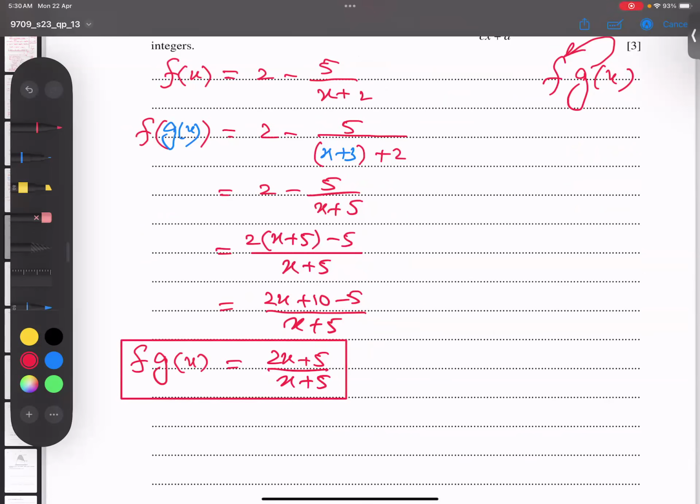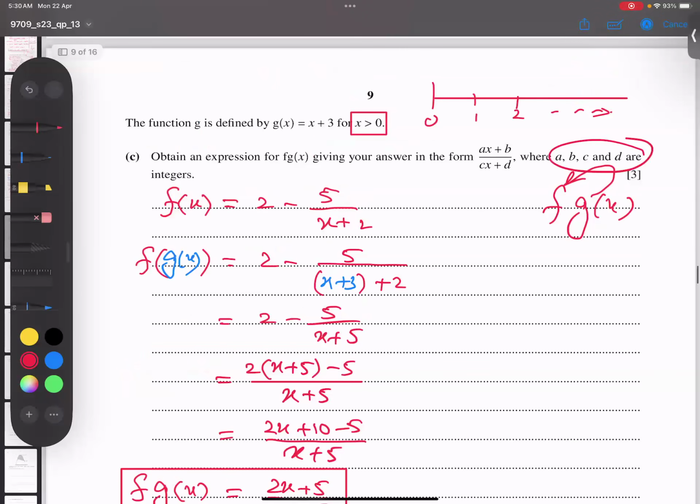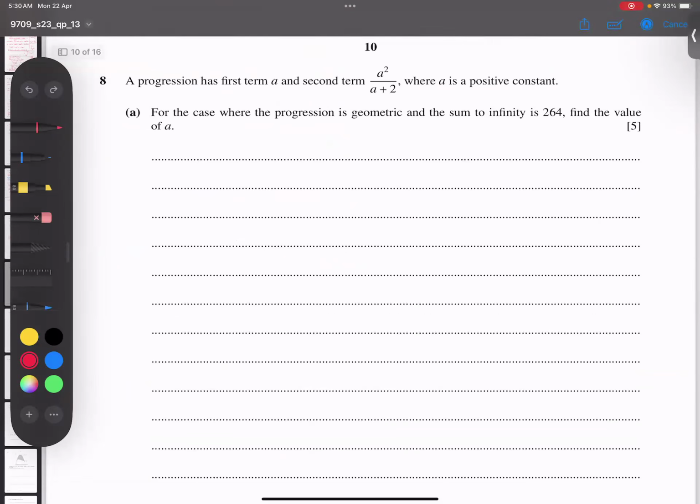Okay, and he was asking to get a single fraction, and he said A, B, C are integers not to be found. So we should not do anything else. That's enough. Let's go for question number 8.